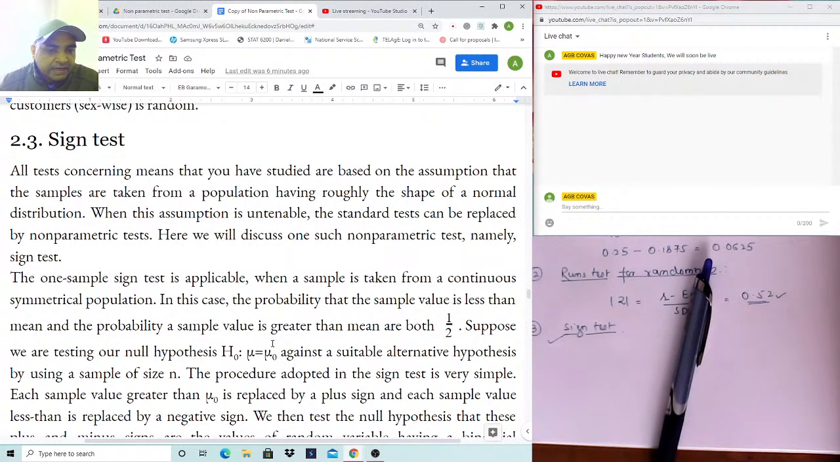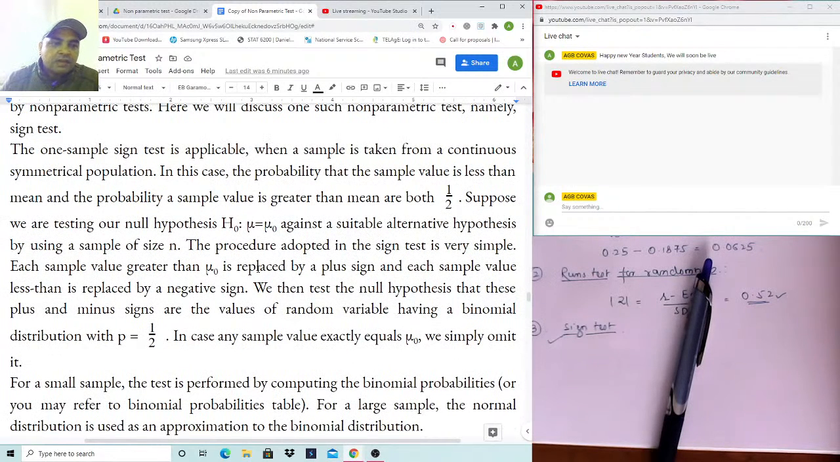The one sample sign test is applicable when the sample is taken from a continuous symmetrical population. That is, you do not have that bell-shaped curve. It is a symmetrical population. In this case, the probability that the sample value is less than the mean and the probability that the sample value is greater than the mean are both 1 by 2. This we know theoretically, right? Any sample value, whether less than the mean or greater than the mean, has probability 1 by 2.